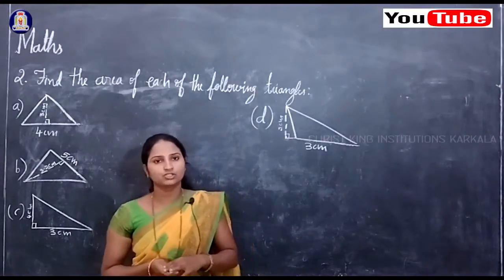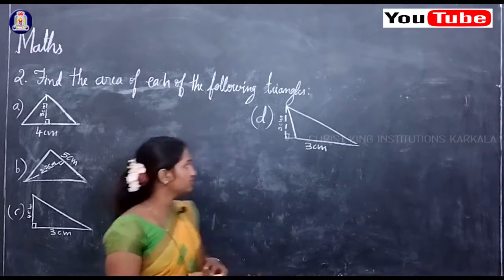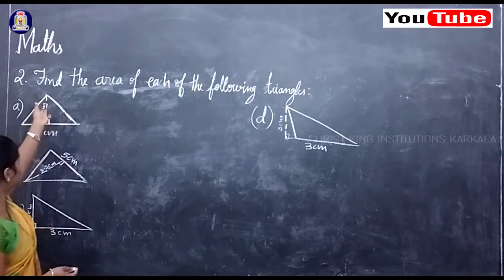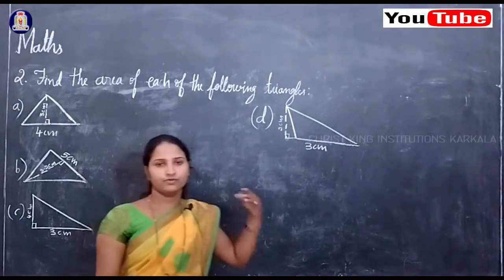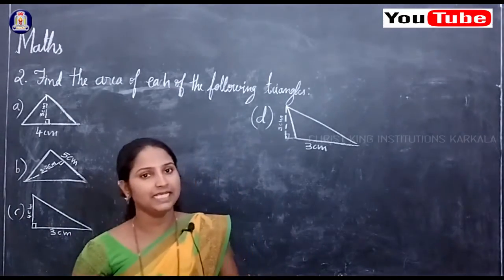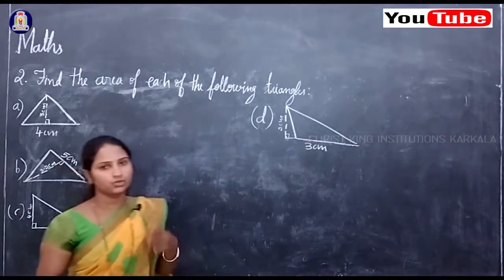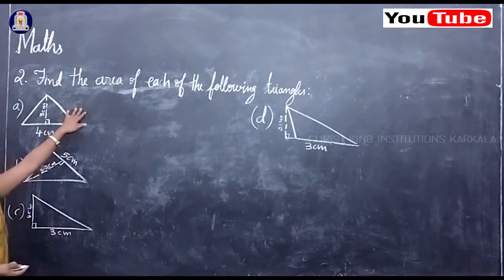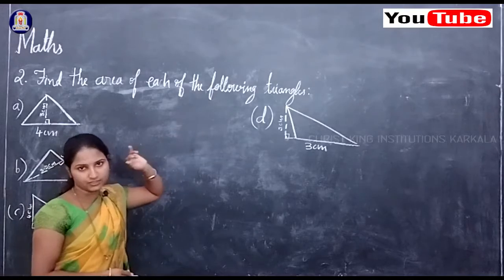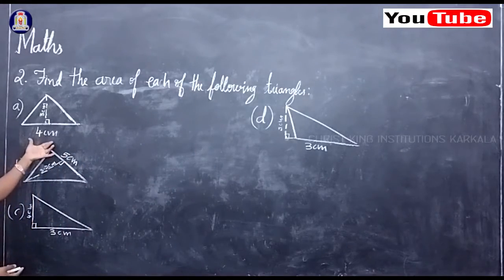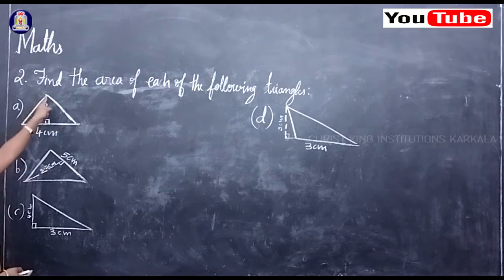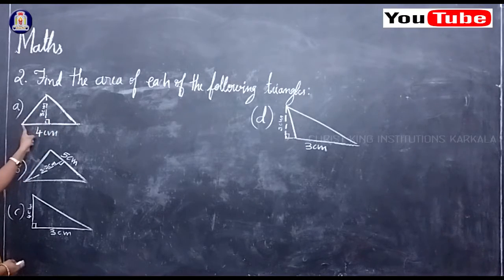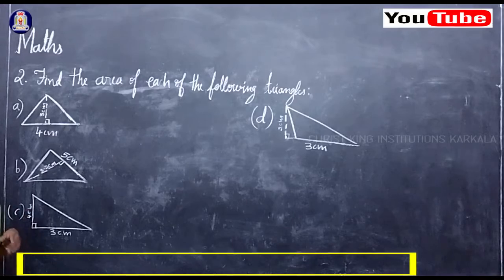Okay, the next question in the exercise sums: find the area of each of the following triangles. The first one was finding the area of a parallelogram, and this is finding the area of triangles. Here the figures are given as triangle shapes. In this, the base and the height of the triangle are given. So now you have to find the area of the triangle.